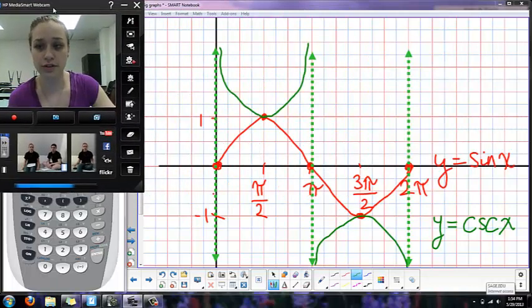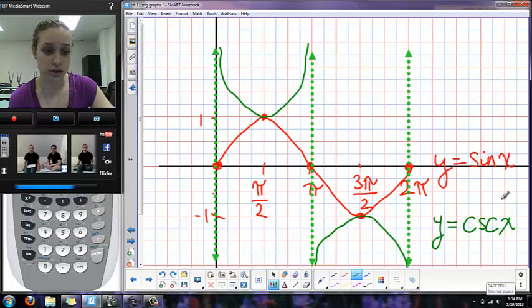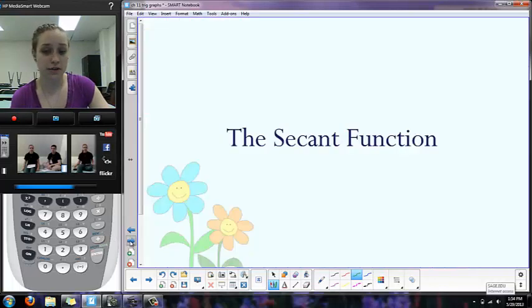Alright, so if you ever forget how to draw cosecant, just draw sine first and then draw the u's up on top and on bottom. Guess what? It's going to be the exact same thing for the secant function. Secant is 1 over cosine. So guess what we're going to do?